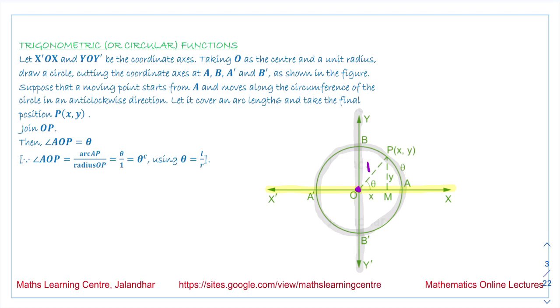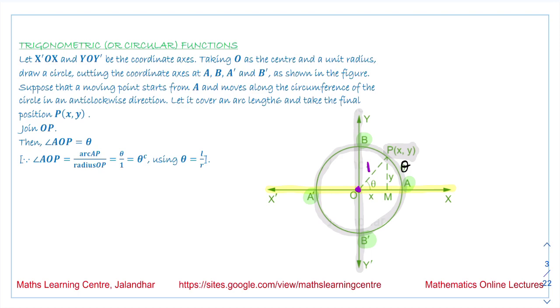Now the points where this circle intersects with the axes are A, B, A dash and B dash. We consider any point P on this circle, this point we are talking about, and this point is such that the length of this arc AP is theta. The length of this arc AP is theta.